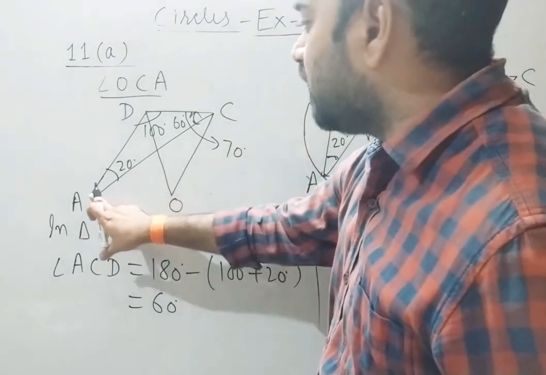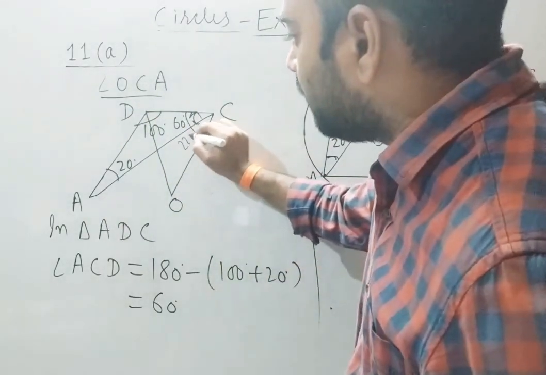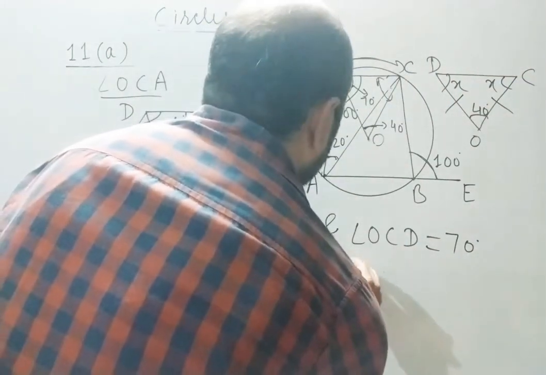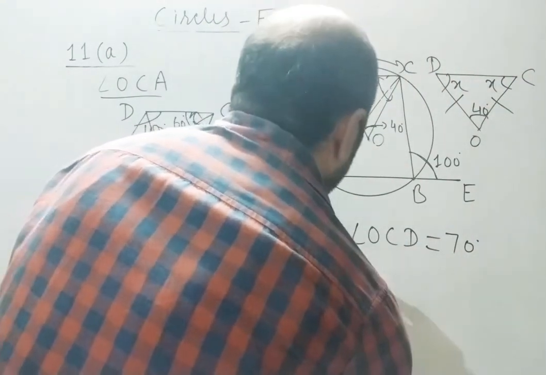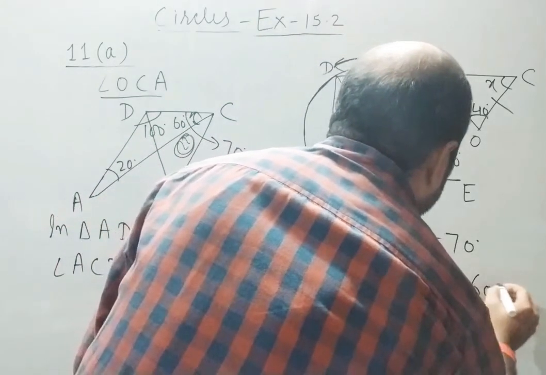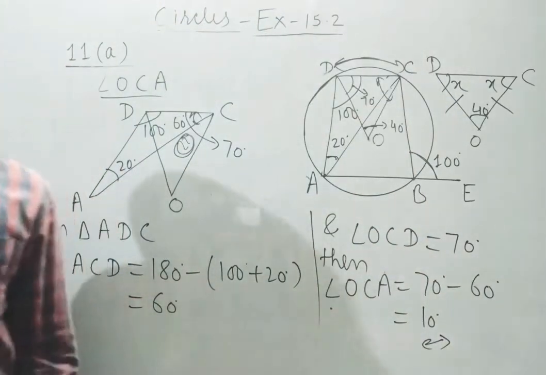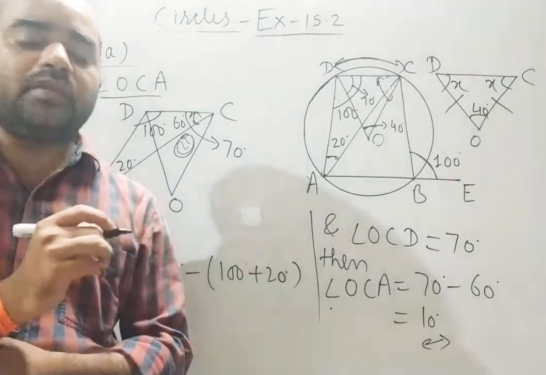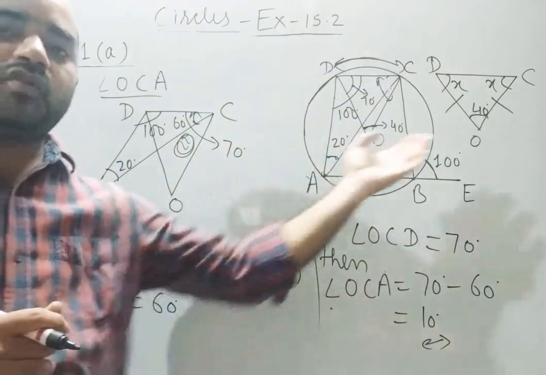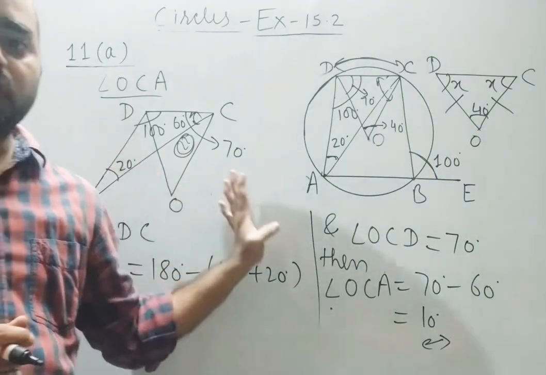And this part ACD we have calculated 60. So what is this left part? This will be 10 degree. Then angle OCA will be 70 degree minus 60 degree, that is 10 degree. Correct? The diagram is a little bit complex, that is why I am making separate triangles each time, for this time and for this time. Correct? Clear?